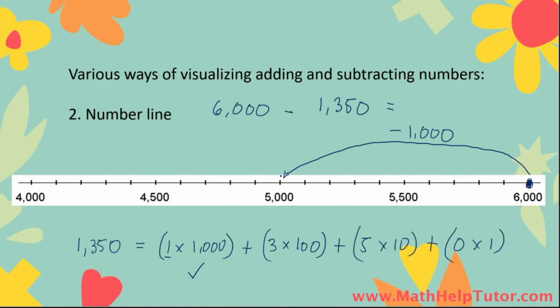So what we do is we subtract 3 100s. That's 1 100. Here's another 100. And then we subtract the final 100. Now we know that we are at 4,700. Okay, this is 4,500, this is 4,600, this is 4,700. So we're now done with the 3 100s.